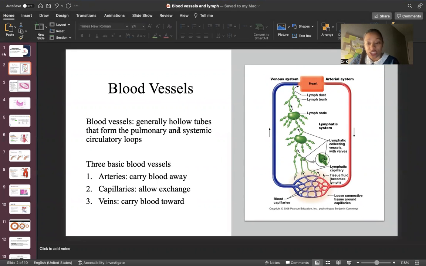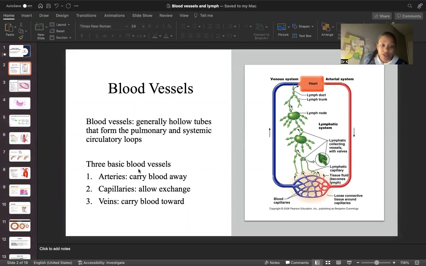They're generally hollow tubes that form the pulmonary and systemic circulatory loops, and it's very related to everything that we have been talking about earlier. The three basic blood vessels that we have in our body are your arteries, which carry blood away, right? We know that that's going to go into the systemic circuits. Your capillaries are going to allow the exchange, meaning from deoxygenated to oxygenated blood.